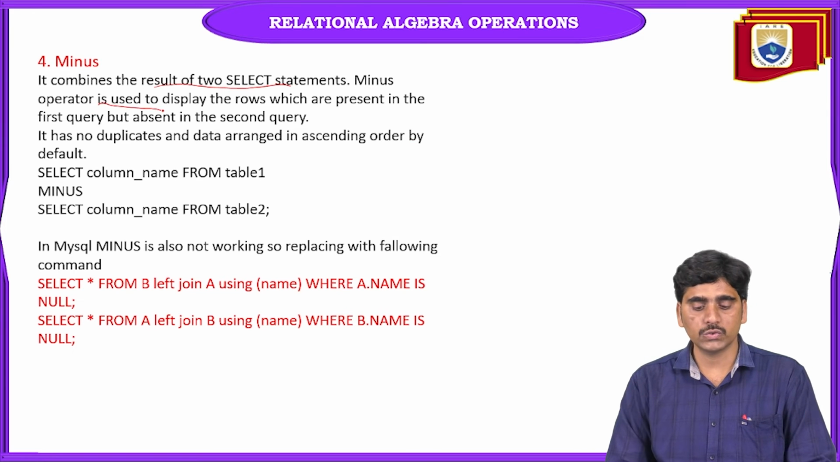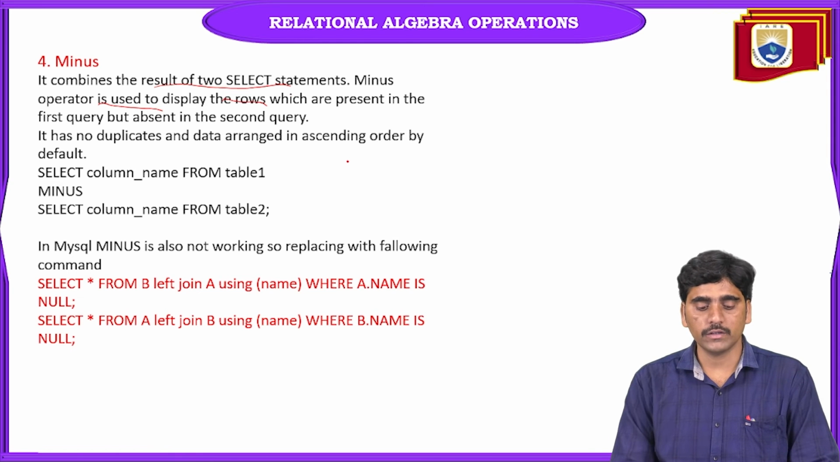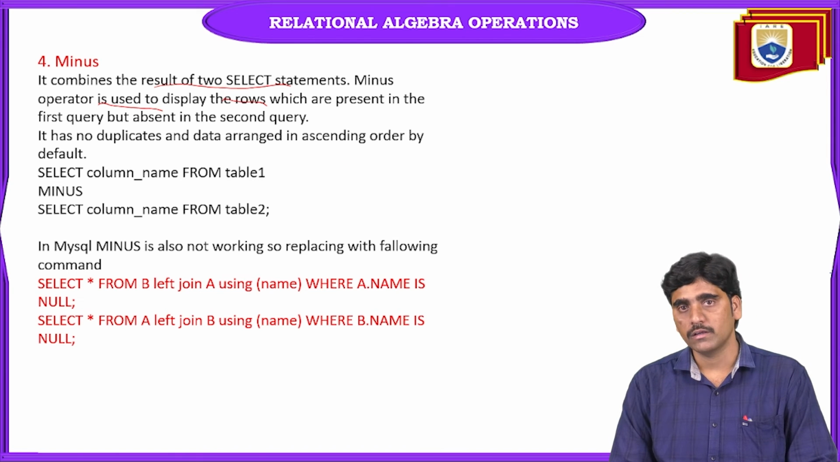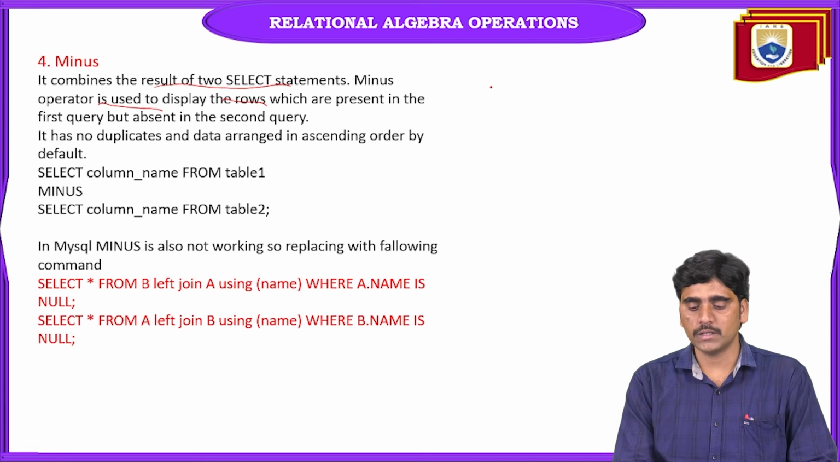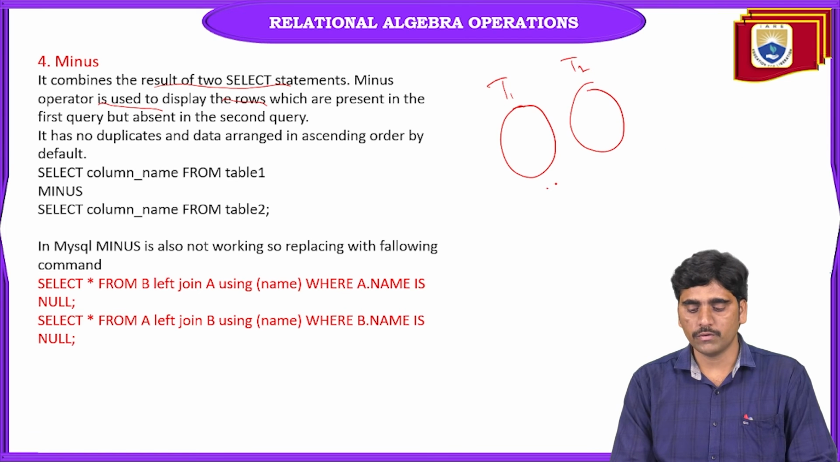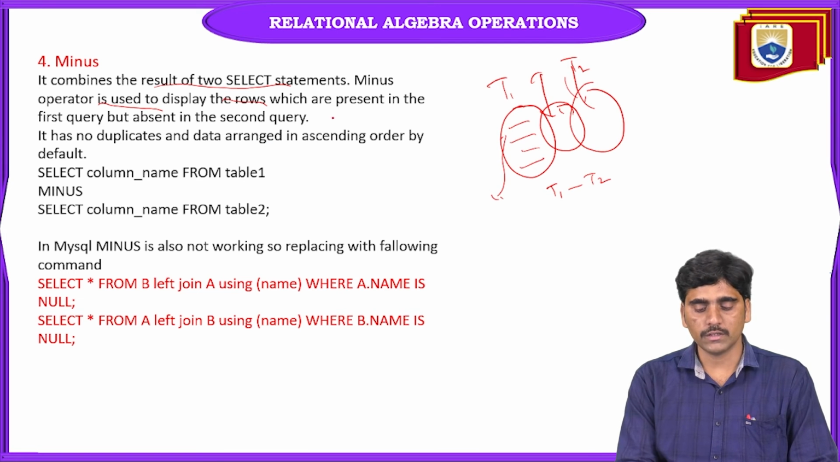The minus operator is used to display the rows which are present in the first query but absent in the second query. So table 1 contains some values, and table 2 contains some values. T1 minus T2 means that, among all the common values, it excludes the common values and the T2 values, and displays only the T1 values. So you see here, the rows present in the first query but absent in the second query.